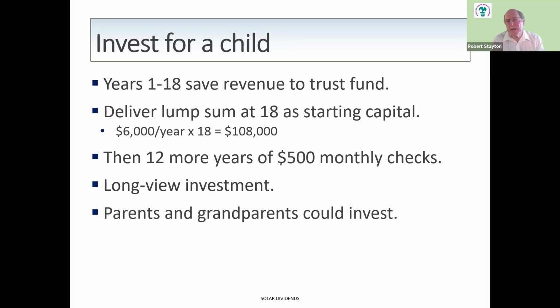The other approach is to invest in solar for a child. The first years would put the money generated into a trust fund for the child, like baby bonds, and then deliver that lump sum at age 18 as their starting capital or college tuition. That could amount to over $100,000. And then 12 more years of monthly checks to support their life as they start out in their career. This is a long view investment to help them avoid falling into poverty in the first place, to get them set up in life with a solid financial foundation.